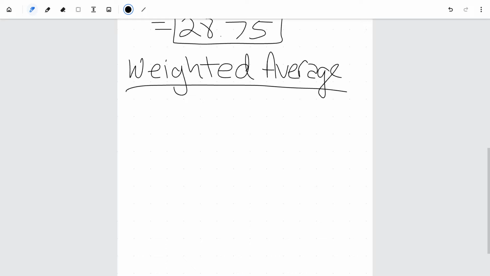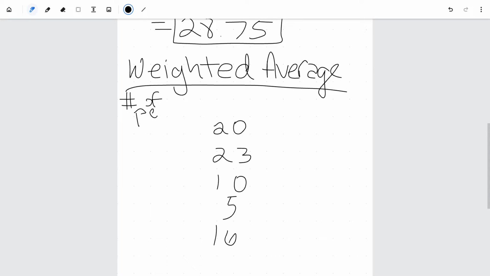And so we can imagine a larger group of people with ages 20, 23, 10, 5, and 16. Now, here's where we get into the important part. Number of people. So in this group, one person is 20 years old, 2 people are 23, 3 people are 10, 1 person is 5, and 1 person is 16.